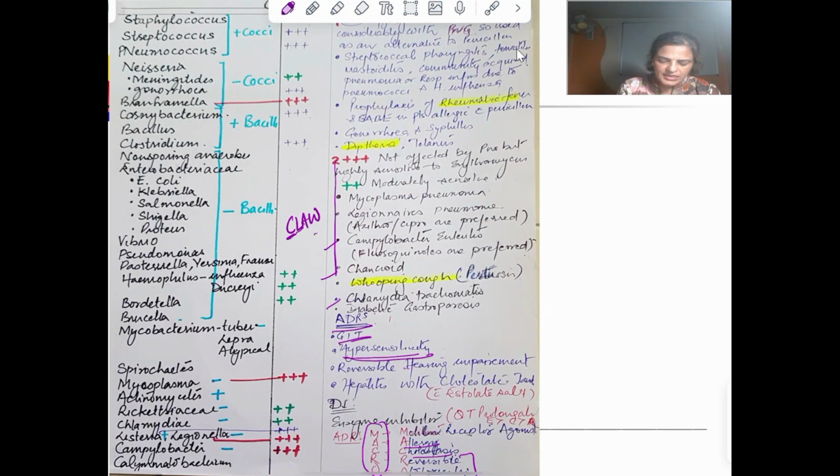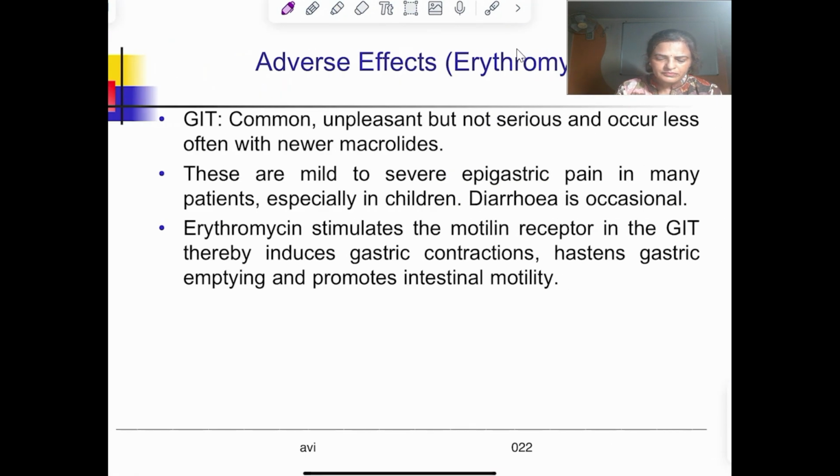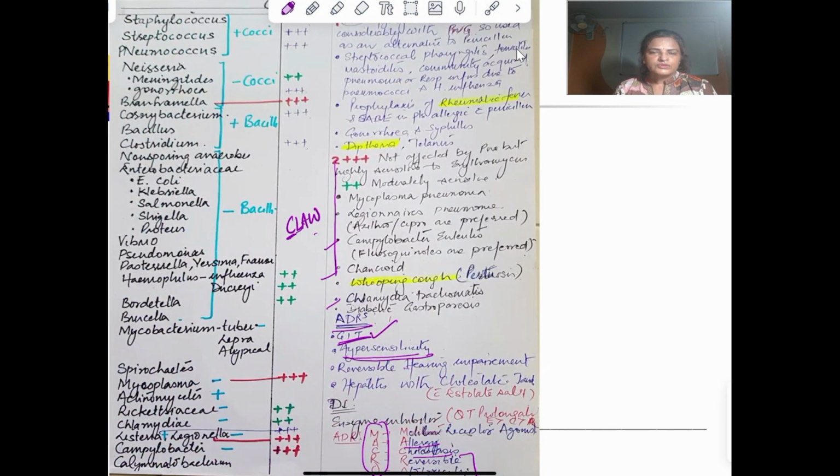With erythromycin, GIT side effects are very common. Epigastric pain and diarrhea are very common, especially in children, whereas GIT side effects are not seen with the rest of the drugs. So you can see here erythromycin's adverse effect: GIT, mild to severe epigastric pain in children, as it stimulates the motilin receptor. Whereas the rest of the drugs do not show much.